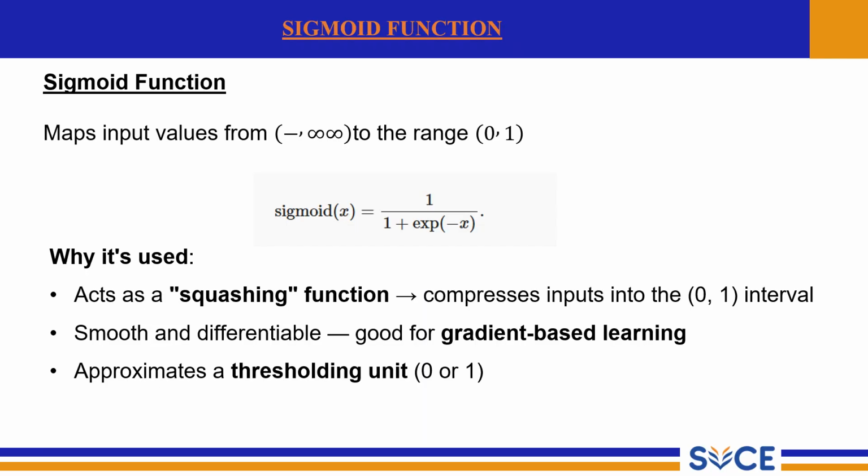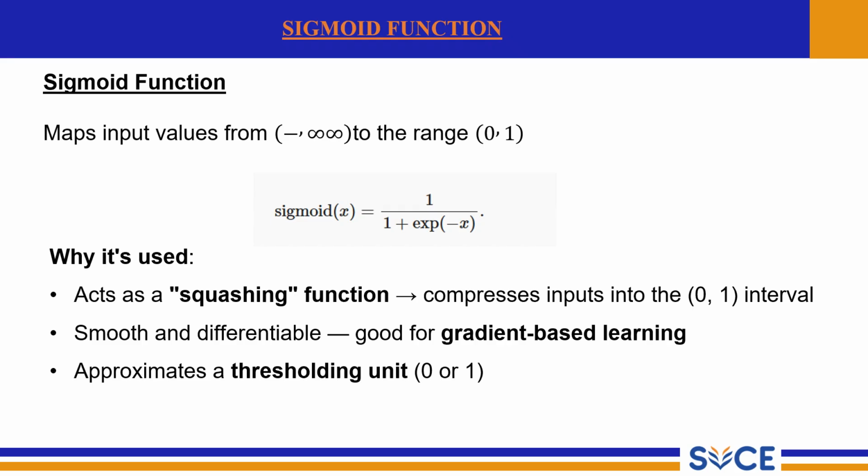Next is the sigmoid function. It is one of the classic activation functions in machine learning. The sigmoid function maps input values from negative infinity to positive infinity into a smooth range between 0 and 1. Mathematically, it is defined as sigmoid of x equal to 1 by 1 plus exponential of minus x.